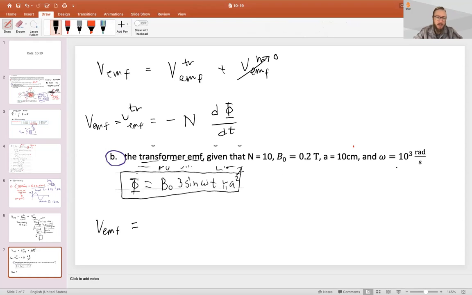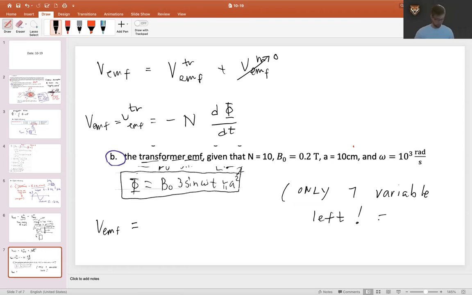All right, so work that on your paper. See if you can find this derivative and find a numerical expression for the transformer voltage. Only one variable will be left. Do you know which variable it will be? Yeah, just the time. So find a numerical expression for the EMF voltage with just that one variable, the time variable.